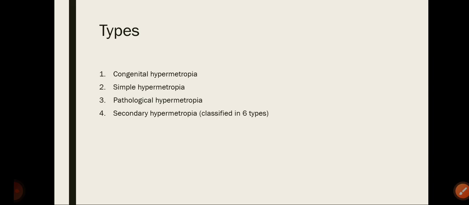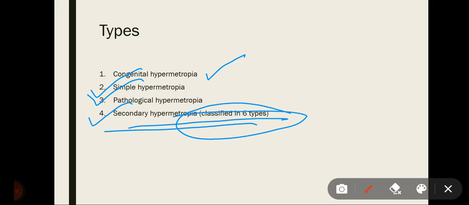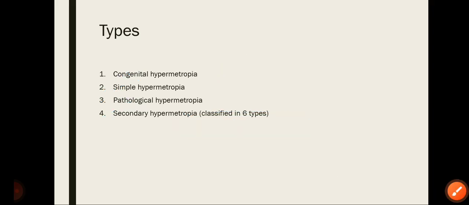So, what are the types of hypermetropia? There are mainly four clinical types of hypermetropia. That is congenital hypermetropia, simple hypermetropia, pathological hypermetropia, and secondary hypermetropia. This secondary hypermetropia again can be classified into 6 types.